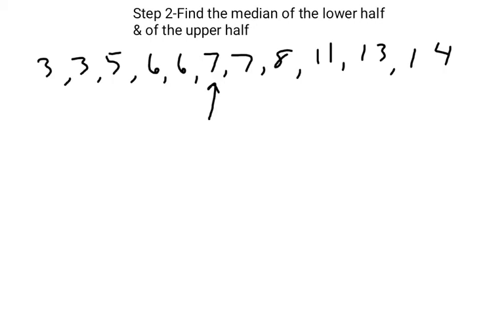Once you've found the median of the whole set of numbers, you're going to find the median of the lower half of the set of numbers, and then also of the upper half. 11 numbers is a very convenient set of numbers to do a box plot with, because there's an odd number of numbers here. So 5 is the median of the lower half, and 11 is the median of the upper half. So we're going to mark them.